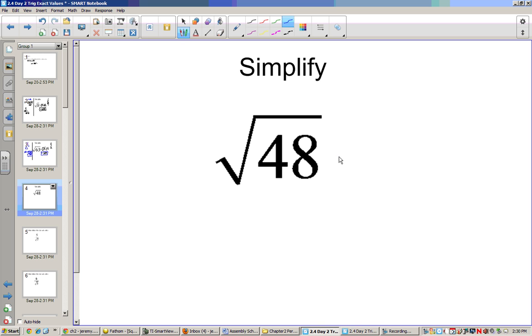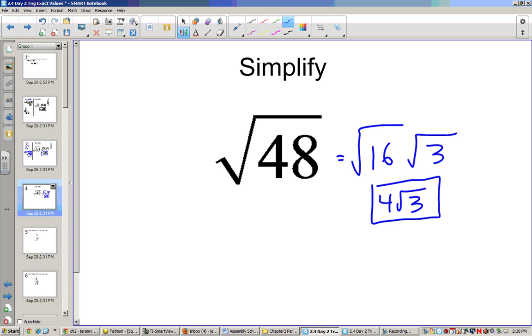Square root of 48. Now the perfect square, again, pause the video. Do the best you can. Now if you're done with this, hopefully you saw that the largest perfect square that goes in there is 16. So the square root of 16 times the square root of 3. So the square root of 16 is 4. So 4 root 3 is my answer.